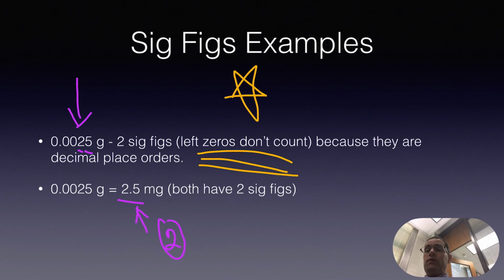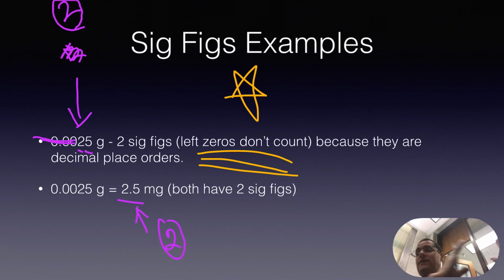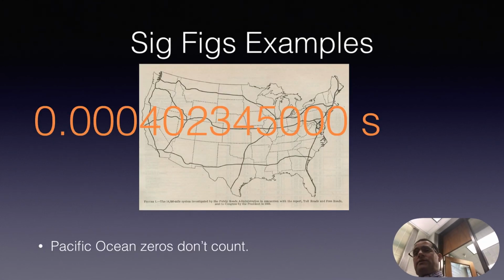But this representation must also have 2 significant figures. It can't be more precise just because we want to call it a different unit. So this also has 2 significant figures. The only way we can arrive at that conclusion is to not count the first initial zeros, okay? So just remember that zeros at the beginning of a number, before the first digit, do not count. One of my students learned this in high school and shared it with me.